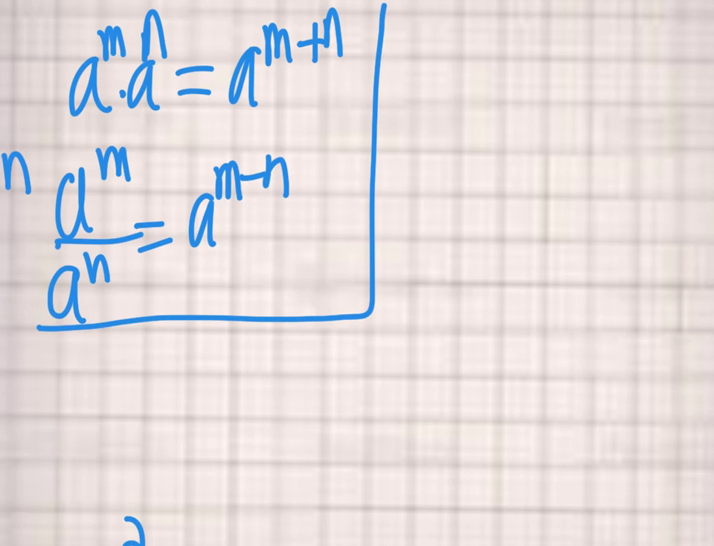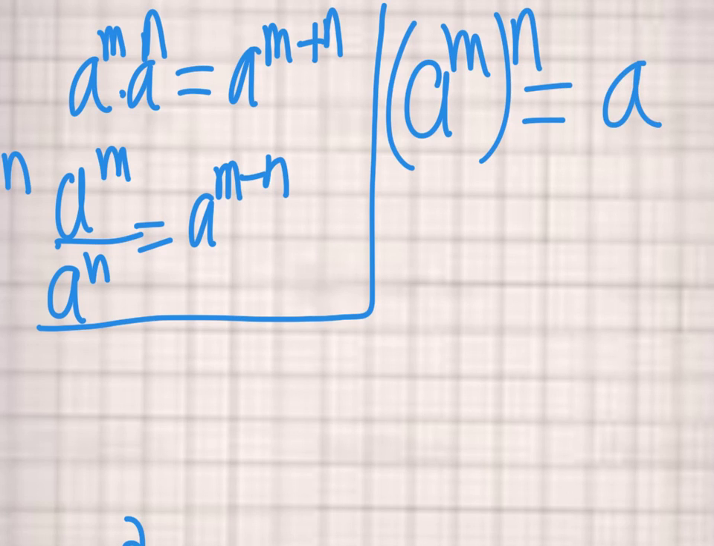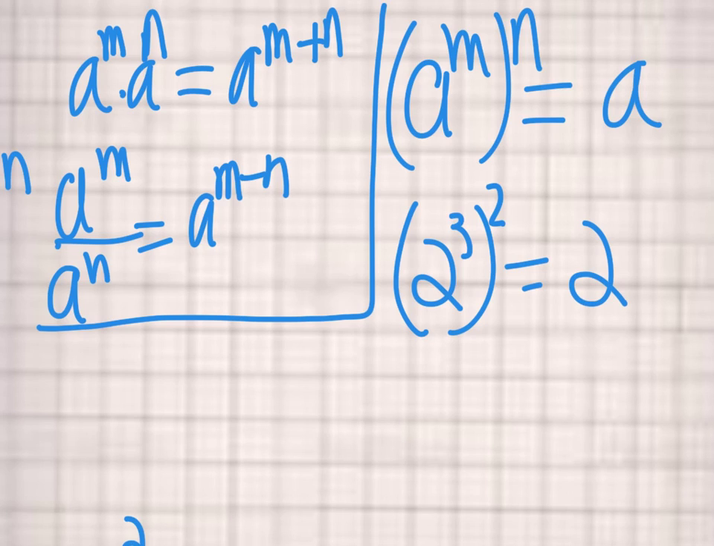Let's take this law, for example. A to the power m to the power n equals a to what power? Well, again, let's use numbers. Let's do 2 to the power 3 to the power 2 equals 2 to what power? Well, remember that exponent simplifies multiplication. So the 2 from the outside tells me that I take 2 to the power 3 and I multiply it by itself 2 times. So therefore, I'm just going to go ahead and write 2 to the power 3 times 2 to the power 3.